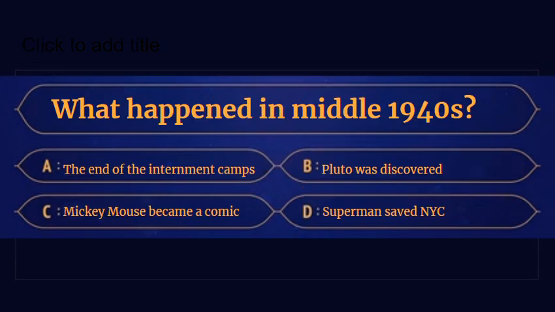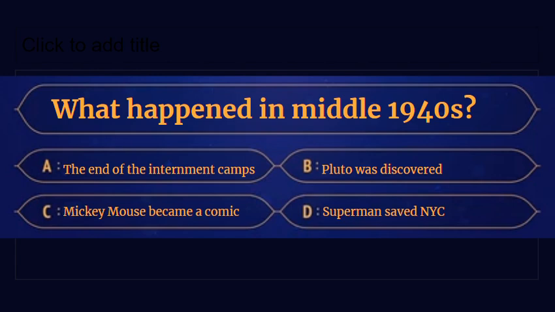Next up is our second question. What happened in the middle of the 1940s? A, the end of the internment camps where the Japanese were placed during World War II. B, Pluto was discovered. C, Mickey Mouse became a comic. Or D, Superman saved DC. I'm sure you already know. One of these answers is very false. I'm sure you'll find a common theme around this.